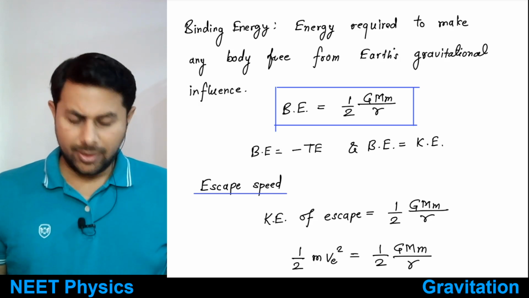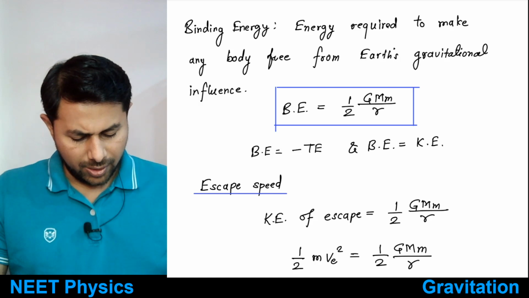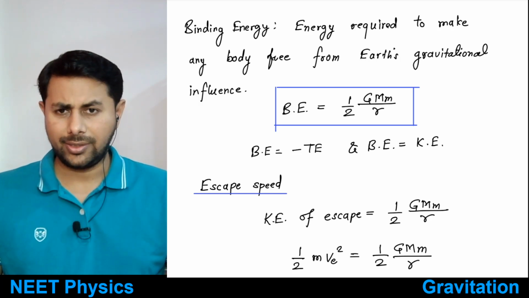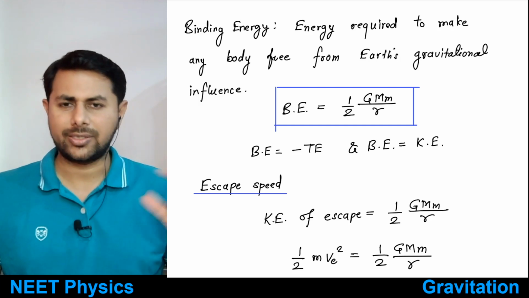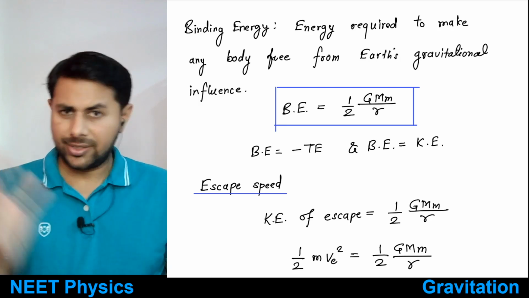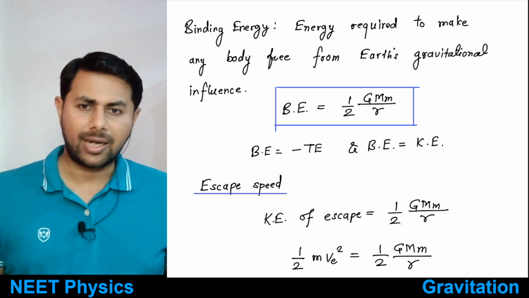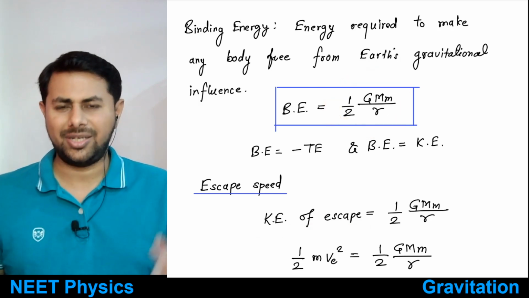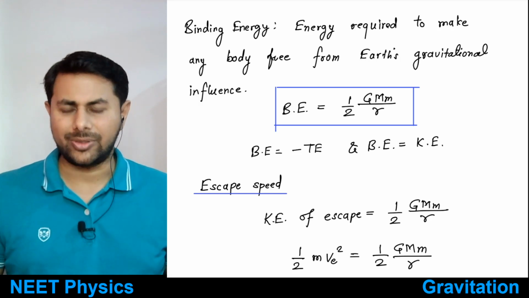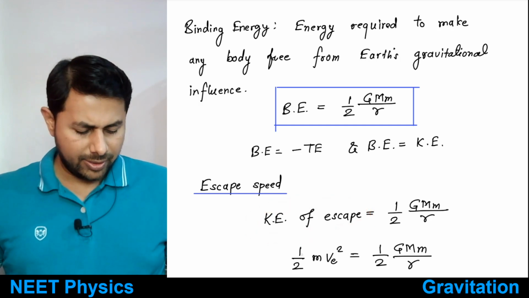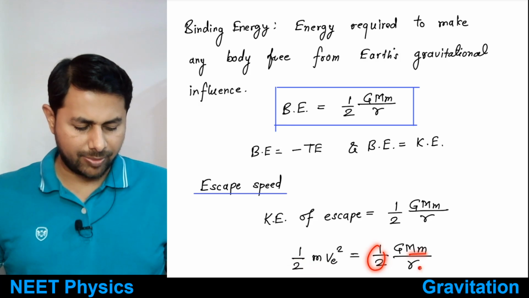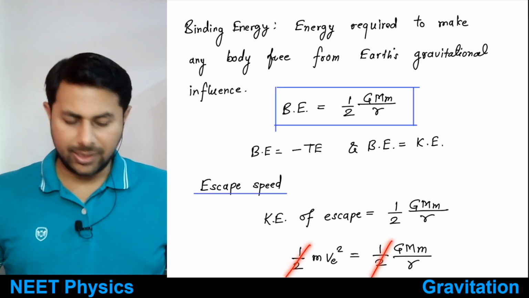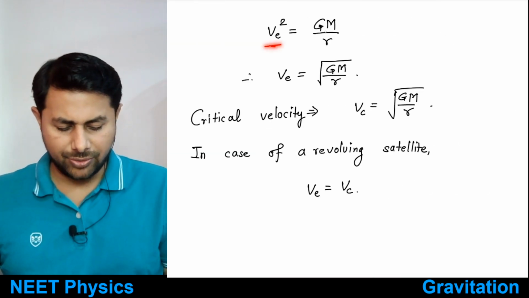Right, very good. Now suppose a satellite is revolving around Earth and you want it to escape from Earth's gravitational bound. So you need to give it some energy, in the form of kinetic energy. So the kinetic energy of escape must be equal to its binding energy, that is, the energy required by the satellite to escape from Earth's gravitational bound. Kinetic energy of escape is half m v square, and that's equal to half GMm upon r, and then you get v square is equal to GM upon r, because the half and half get cancelled out, m gets cancelled out, then you get v is equal to root of GM upon r.